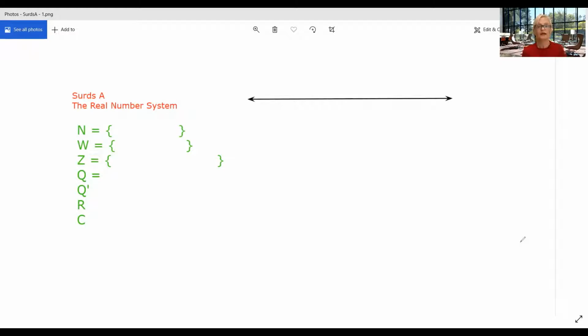And before I start actually talking about how to work with surds, I want to start thinking about how surds are placed in the whole big picture. Let's just think about the real number system. The real number system consists of any number that can be marked on a real number line. Okay, here's our real number line. So any number that we could mark there.